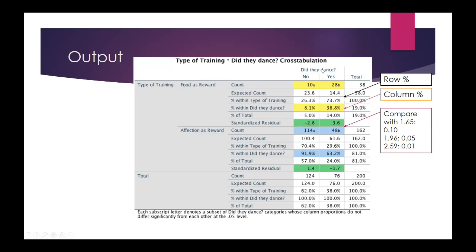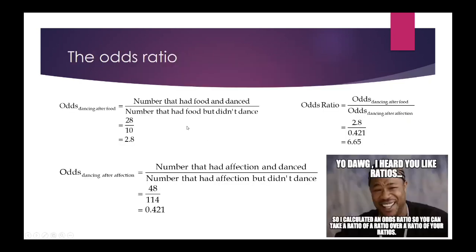So we can see here, we had 28 yes, 10 no. If we go to our next slide, dancing after food, we have again 28 over 10, so we get a number of 2.8. That's going to become our numerator. So that's that A over C that we saw earlier in the slideshow.